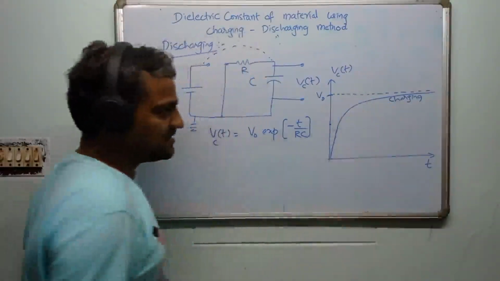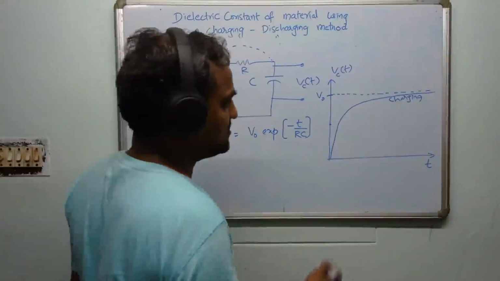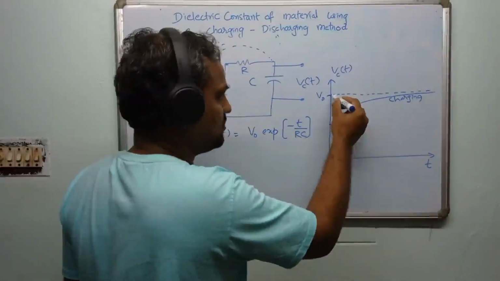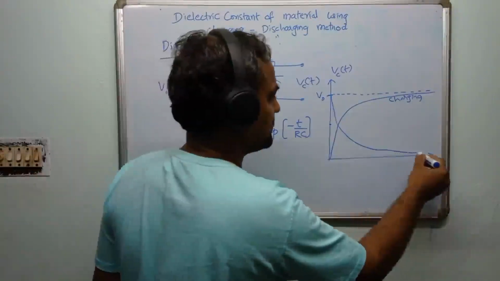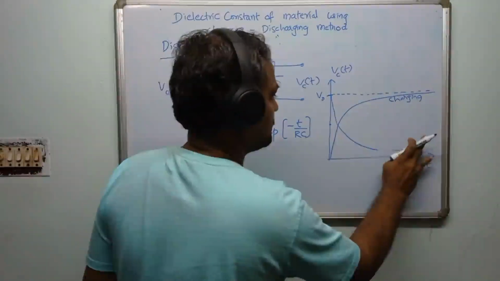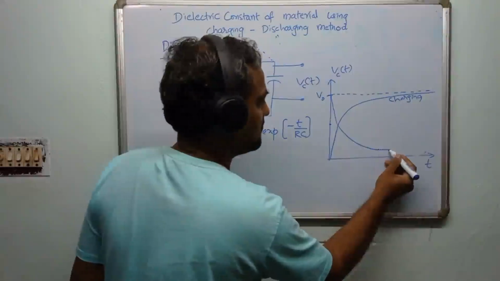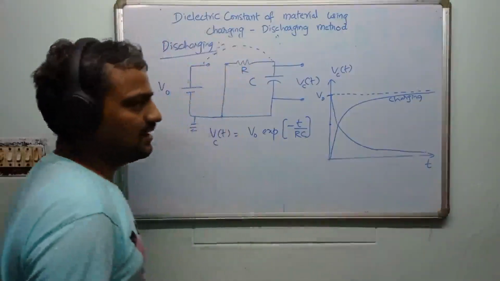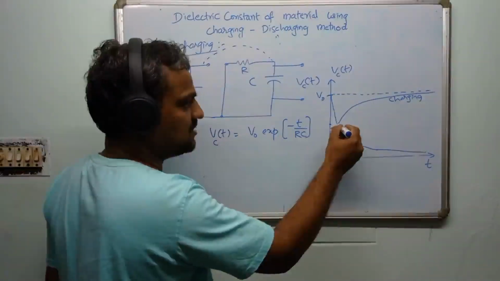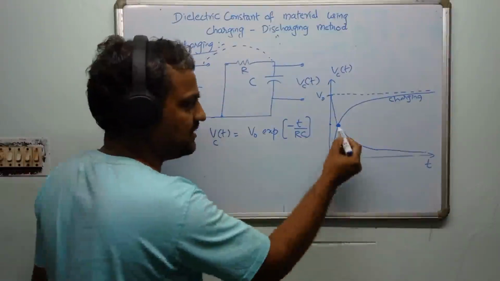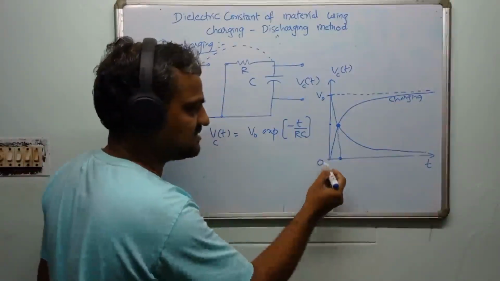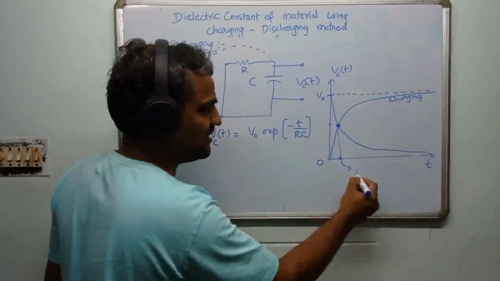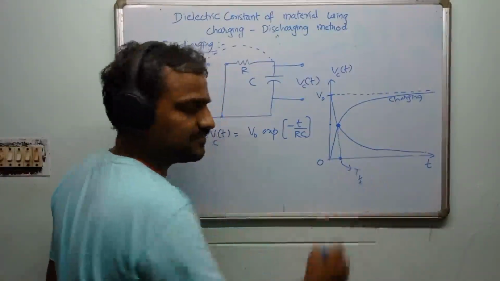Now the same capacitor with the same resistor, if you try to discharge, it is going to show the same exponential fall. This is going to be something like this. And these two curves will intersect at a specific point, and there if you draw a perpendicular, it will touch the time axis. This is time t equal to 0, and this point is what you call t half.